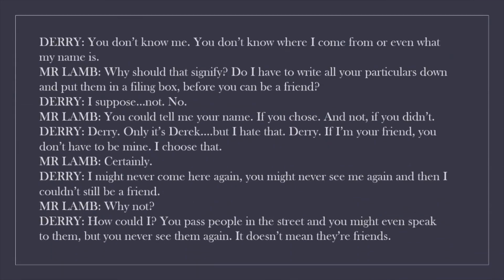Then Derry said that they didn't know each other well enough to become friends. To this, Mr. Lamb didn't agree. Mr. Lamb did not consider that to be an important point. He did not need Derry's particulars before becoming friends with him. Mr. Lamb said that if he wished, he could tell him his name. Derry replied that his name was Derek, but he disliked it and wanted to be called Derry instead. He added that he might not visit the place in future, and then they would not remain friends anymore.